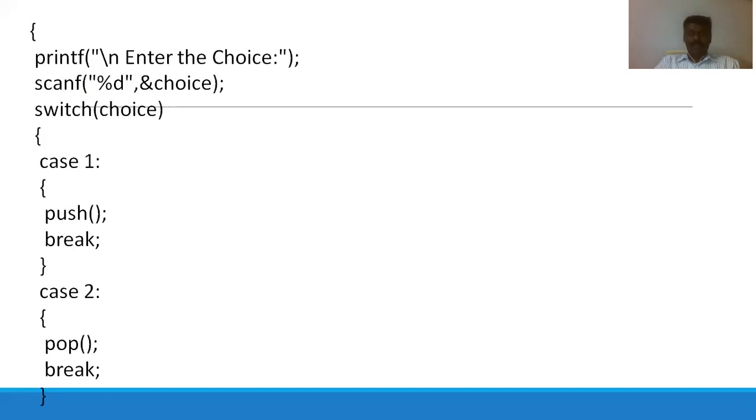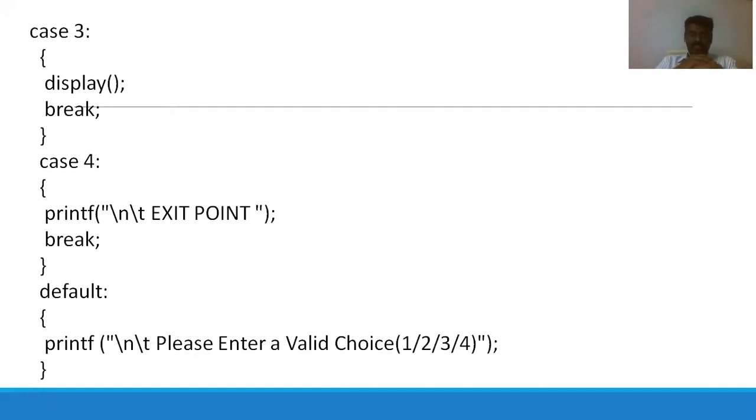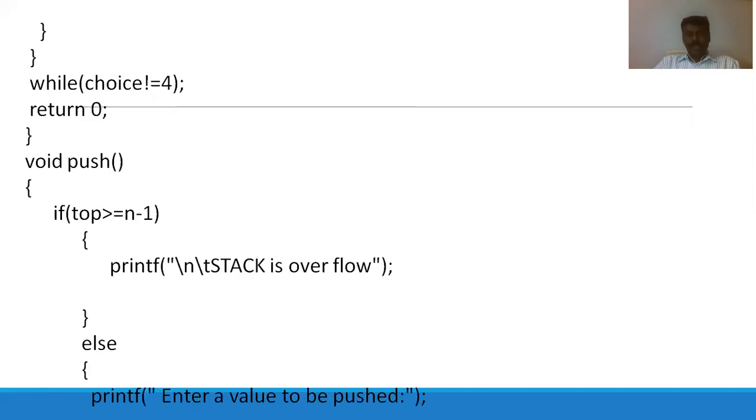Loop condition: printf enter the choice. Whether your choice is 1 means move to the push operation. If your choice is 2, move to the pop operation. Your choice is 3 means move to the display operation, and 4 means the exit point, the end of the program. Okay. Default: printf please enter a valid choice. The choices are 1, 2, 3, and finally 4. While choice not equal to 4. If the choice is above 4, it will automatically exit the statement.